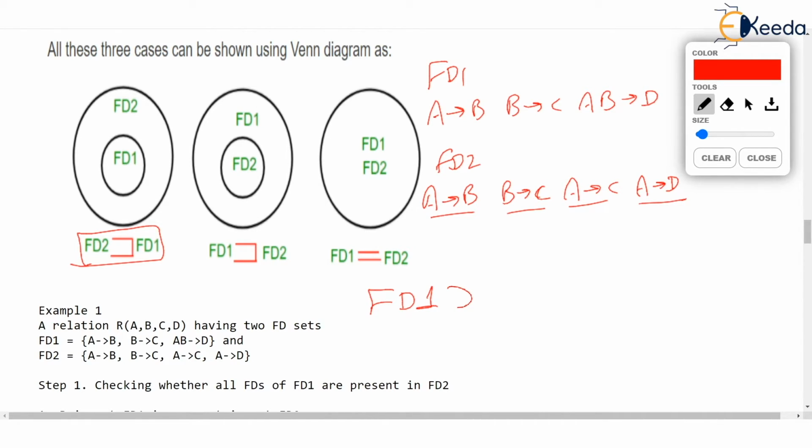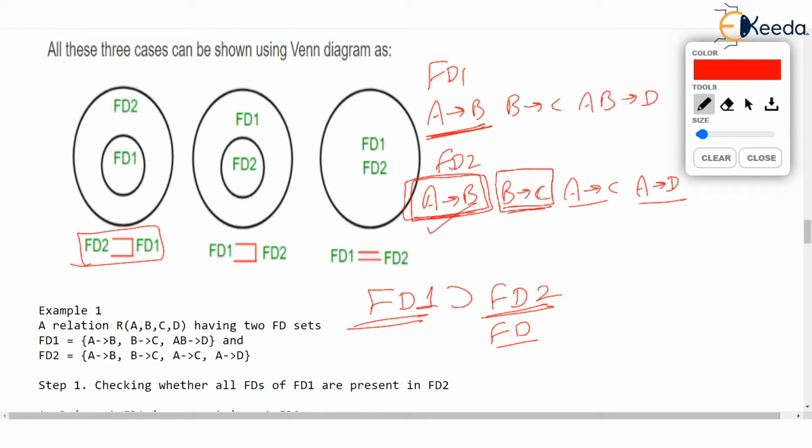So what we do, we will take the first functional dependency from FD2, and we ask, can this functional dependency of FD2 be derived by FD1? Oh yes, it is readily present over here. A determines B is there in both. Okay, the first one is proved. Let's take the second one, B determines C from FD2. Can this be derived by FD1? Yes, it is very well present, isn't it? B determines C.